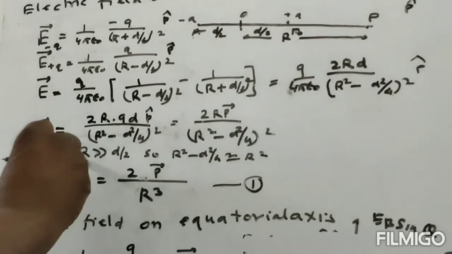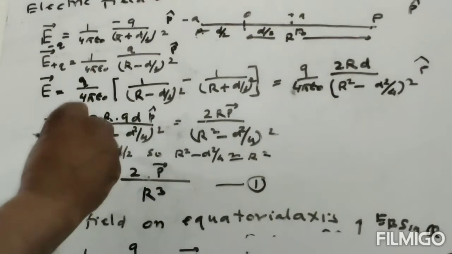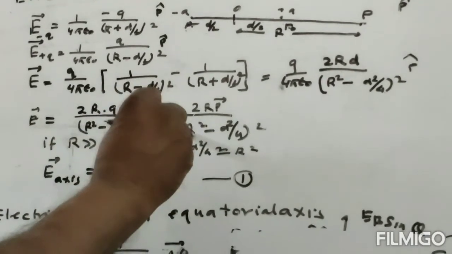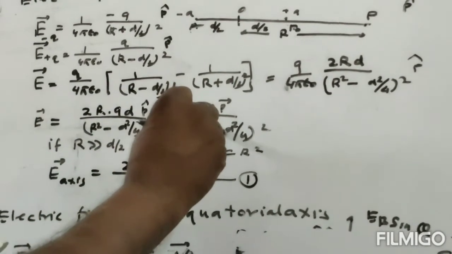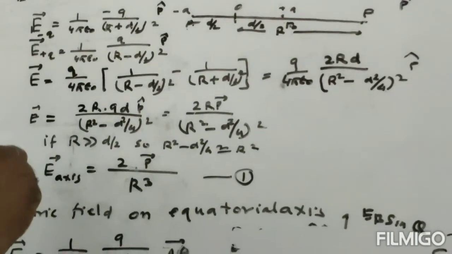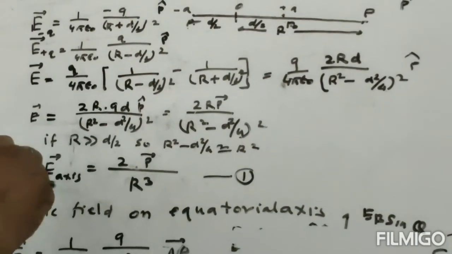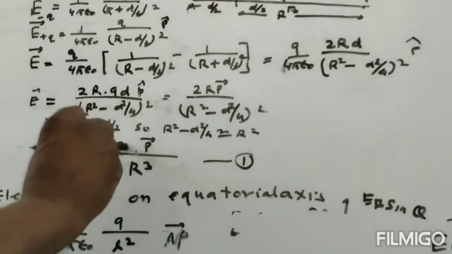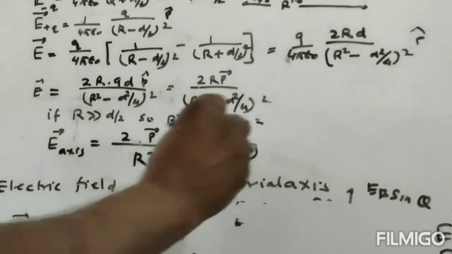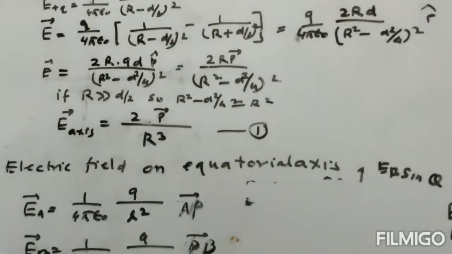Since capital R is much greater than d by 2, therefore we can write R square minus D square by 4 is equal to R square. Hence electrical field on the axis will be equal to 2 into P vector divided by R cube. This is equation number 1.